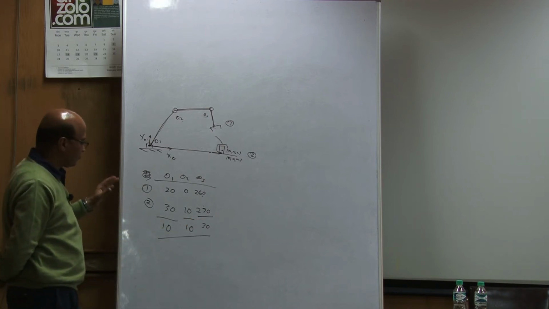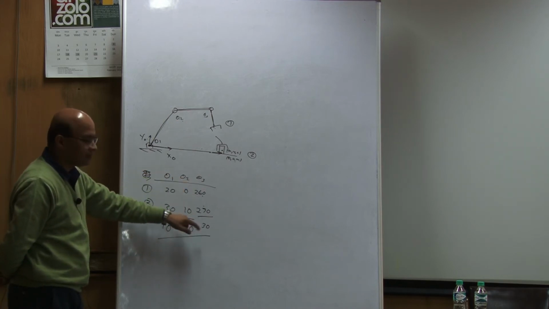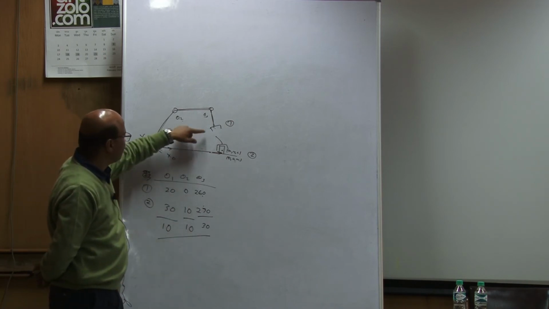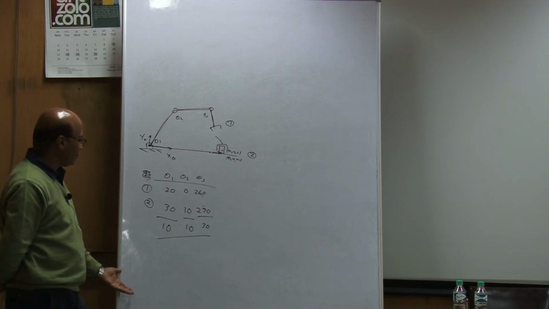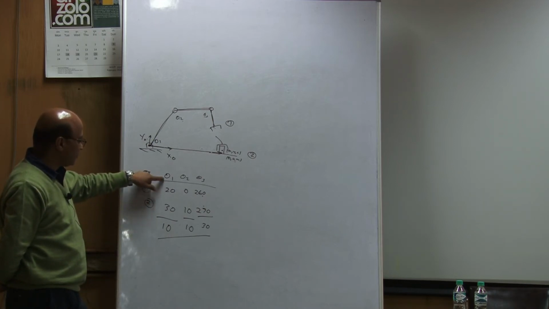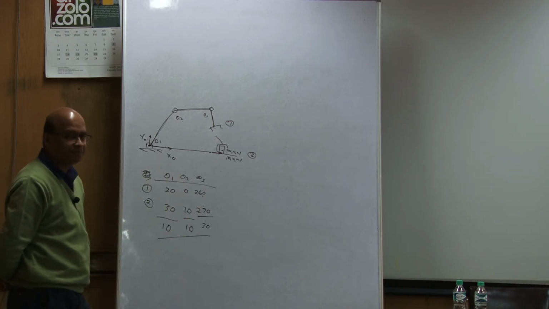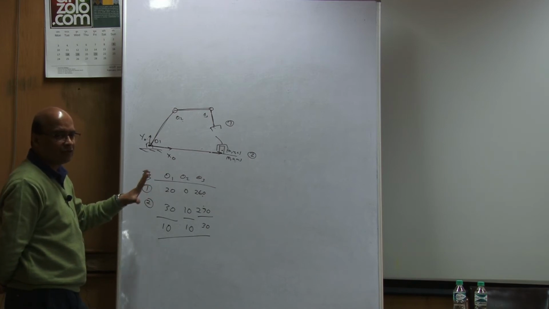So what the controller has to do, it has to move joint 1 by 10 degrees, joint 2 by 10 degrees, and joint 3 by 30 degrees. So if it moves this joints by 10, 10, 30, then this will come there. Okay. So what the controller will do is, it will simply move joint number 1 by 10 degrees, joint number 2 by 10 degrees, and joint number 3 by 30 degrees. Have you followed how the control actually works?